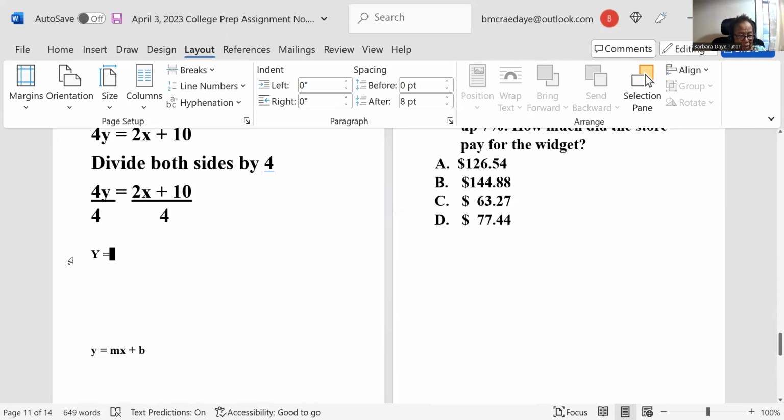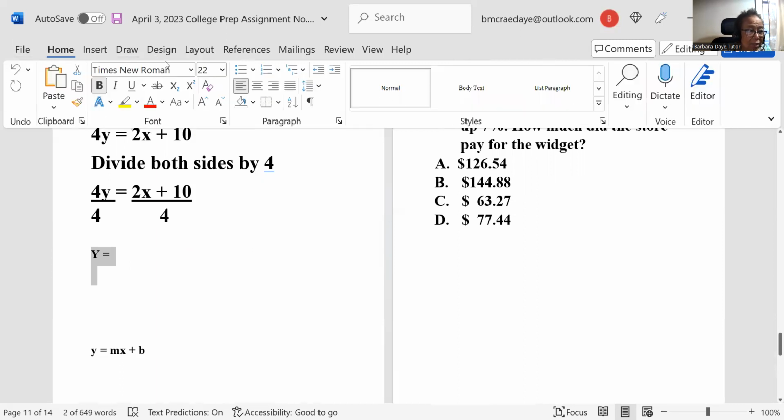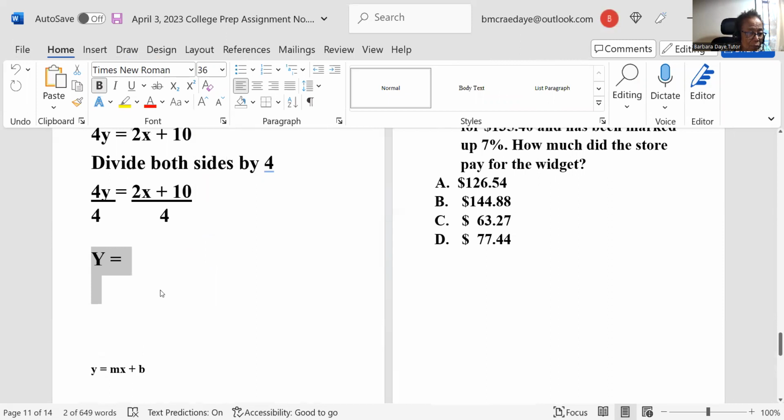equal, let me make that the same size as the other, so it's nice and clear. And this is the little y. You don't want to mix them up. Okay, now 2x plus 10 divided by 4. So Audrey, what's 2x over 4?